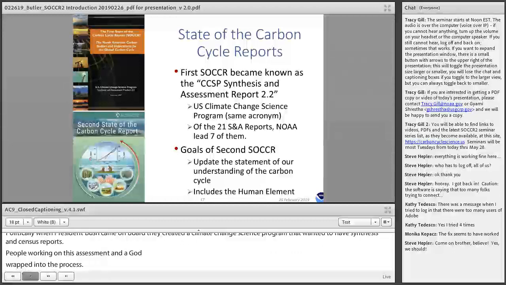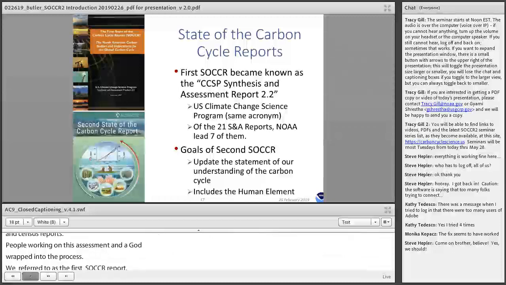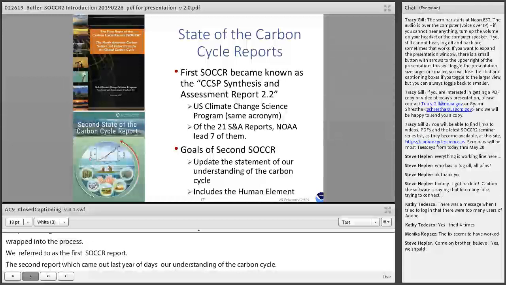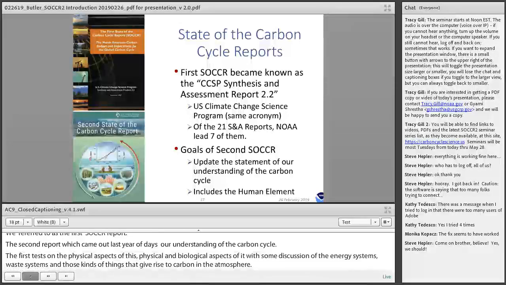The second report, which just came out this last year, updates our understanding of the carbon cycle. The first report touched largely on the physical, biological and chemical aspects of it, with some discussion of the energy systems, the waste systems, and those kinds of things that give rise to carbon in the atmosphere. But this second report updates our understanding from the past 10 years, but it includes a strong emphasis on the human element, which is huge. And a lot of energy went into it.